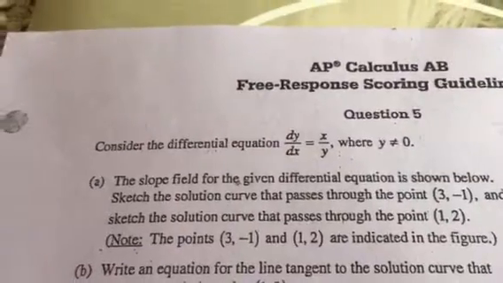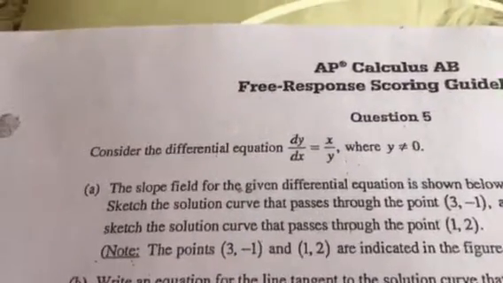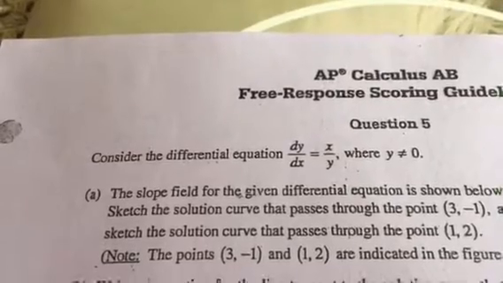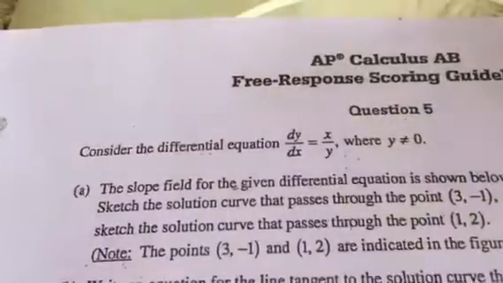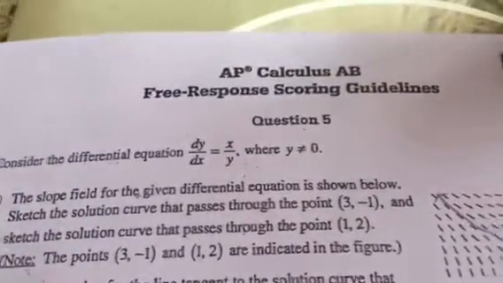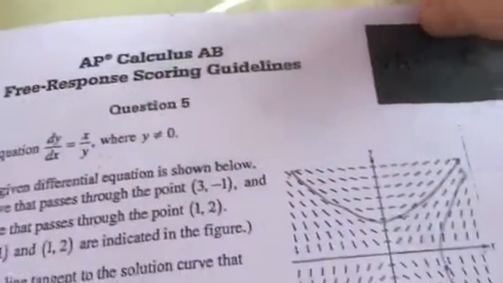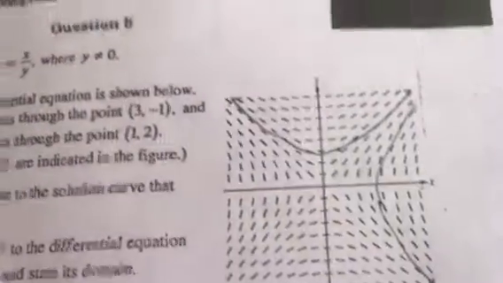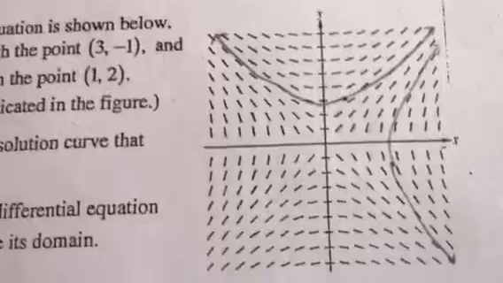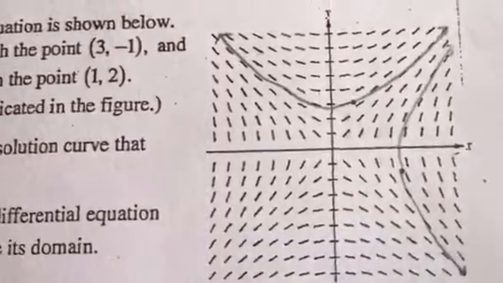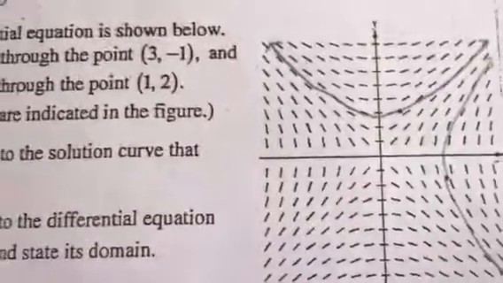FRQ number 6 tells us to consider the differential equation dy over dx is equal to x over y, where y is not equal to 0. And it gives us the slope field of this and the two points (3, -1) and (1, 2). And then it asks us to sketch the solution through both of these points. Now we see both these points are labeled by the little dots on the graph.